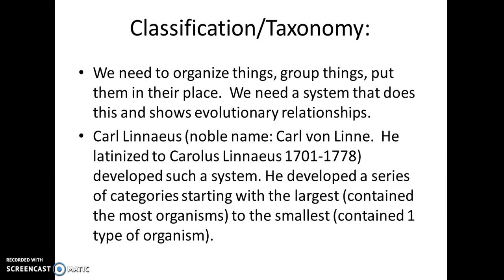A person by the name of Carl Linnaeus, his noble name was Carl von Linné. His Latinized name was Carolus Linnaeus. He lived from 1701 to 1778 and he developed the classification system, the one that we use today. He developed a series of categories, starting with the largest, which contain the most organisms, to the smallest, which contain one type of organism or one species. We'll go from largest to smallest.